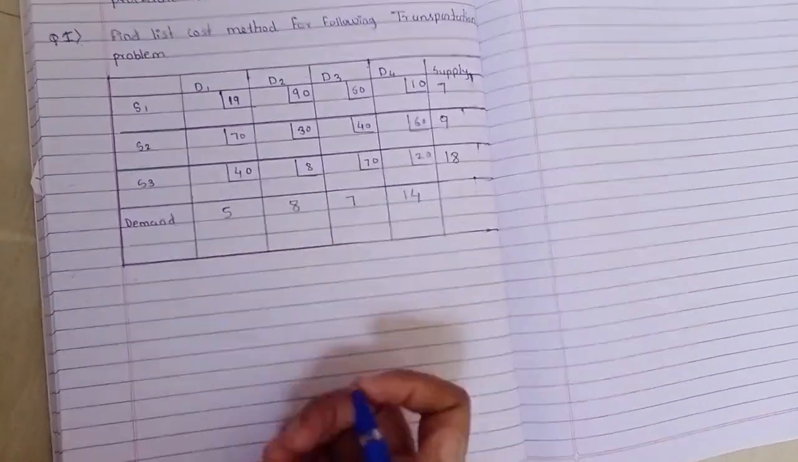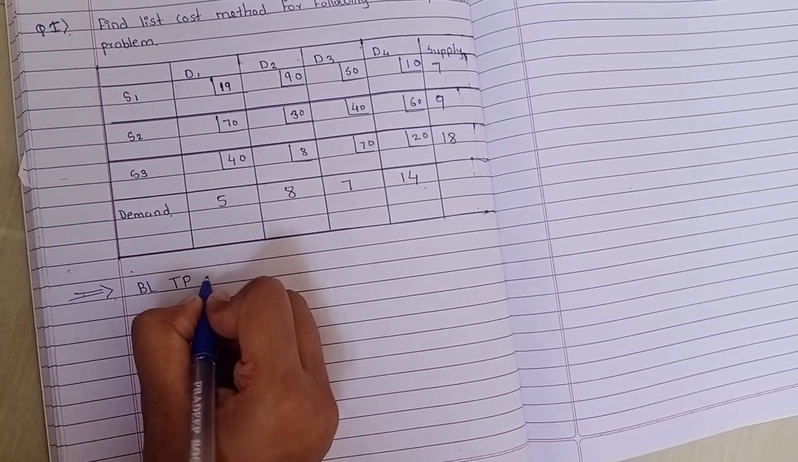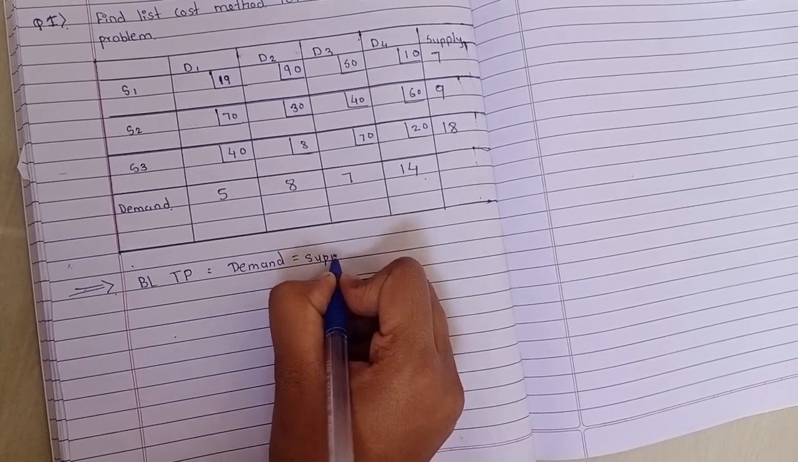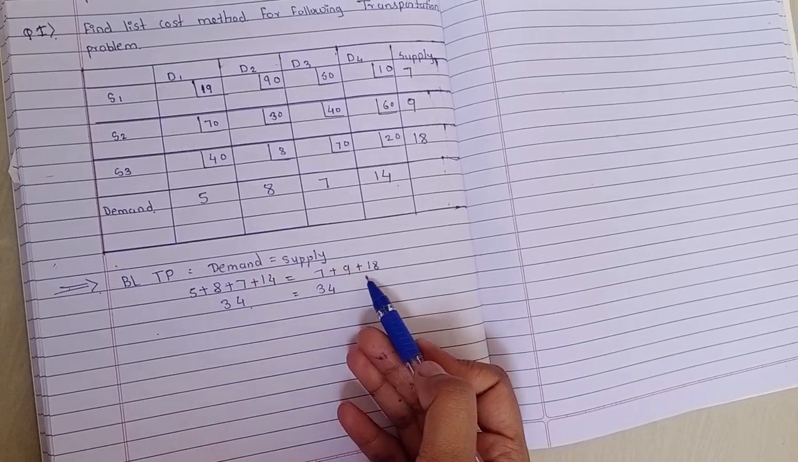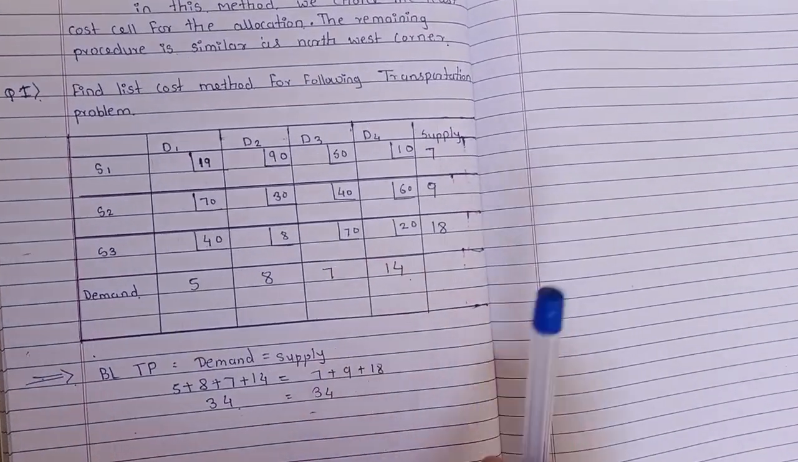So first of all, to solve any problem in TP, we check whether this is a balanced TP or not. Balanced TP means the total demand must be equal to the total supply. Here the total demand and the total supply are equal. So this is a balanced TP. So now we make the allocation here. Now we solve this question.